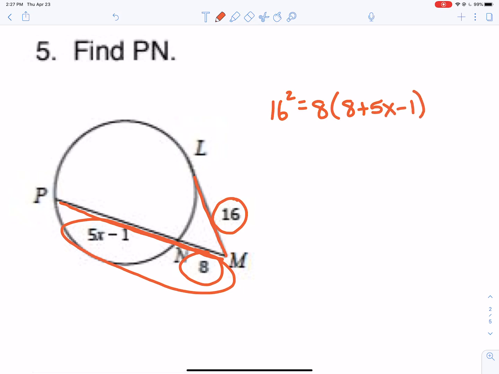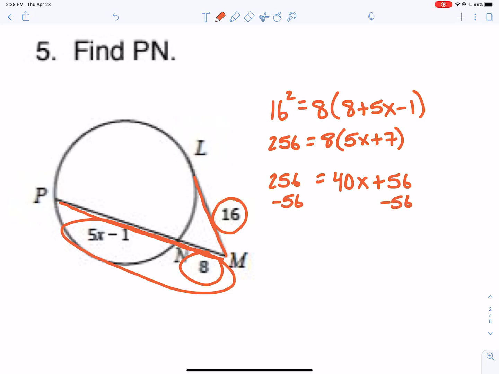And then 16 squared is 256. And that would be equal to 8 times 5x plus 7. And then if we distribute, we get 40x plus 56 equals 256. So let's subtract 56 from both sides and get 200 equals 40x. Then last but not least, we can divide both sides by 40 and we get x equals 5.